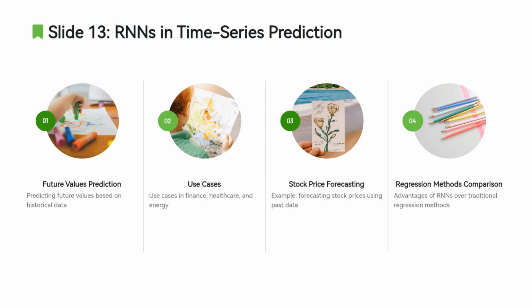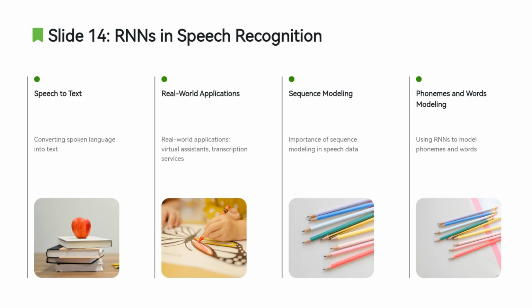The ability to process data over time allows RNNs to predict future events with higher accuracy, especially when combined with architectures like LSTMs or GRUs. Speech recognition systems rely on RNNs to convert spoken language into written text. In this domain, RNNs are used to model the sequential nature of speech, where phonemes, the smallest units of sound, are strung together to form words and sentences.